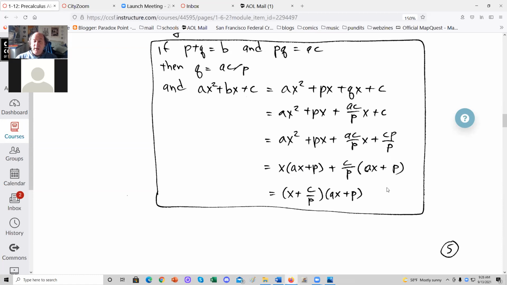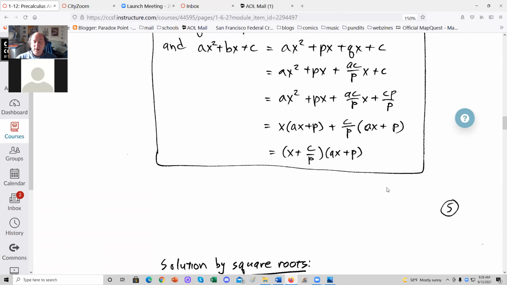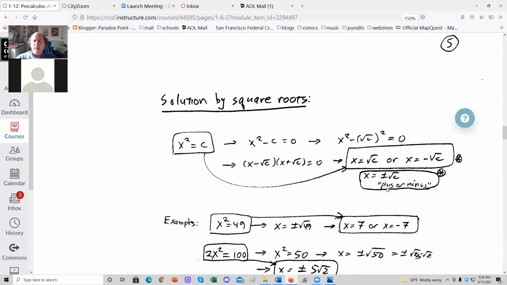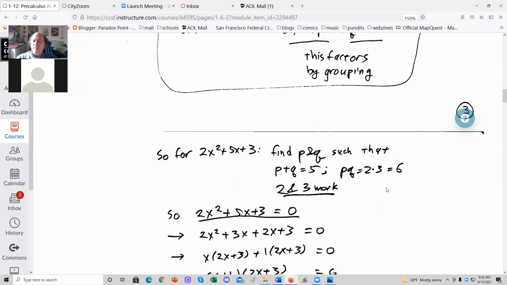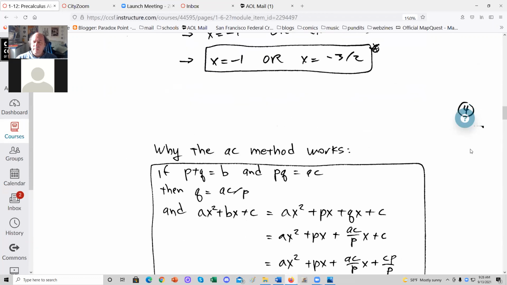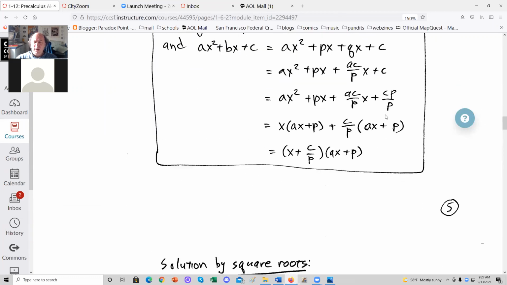Well, so it works. It works in general. That's solution by the AC method and factoring in general.